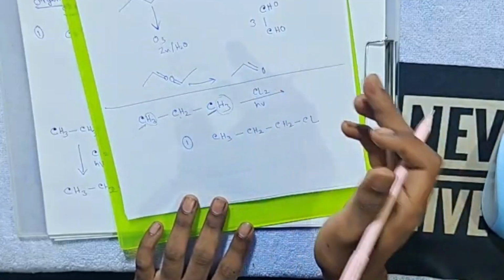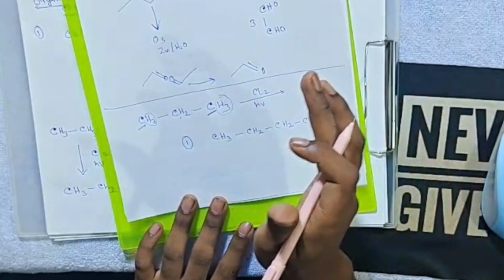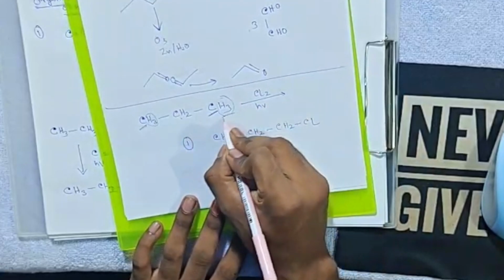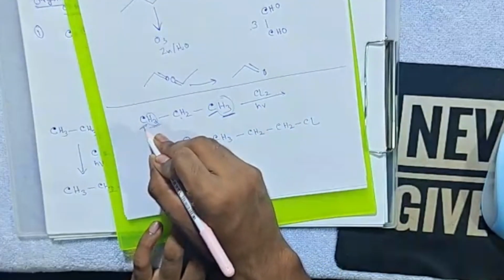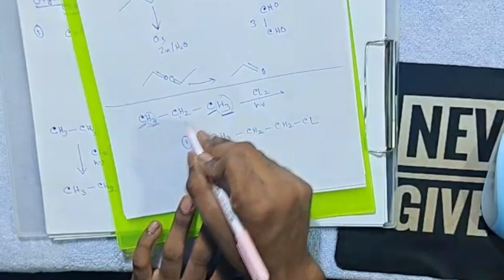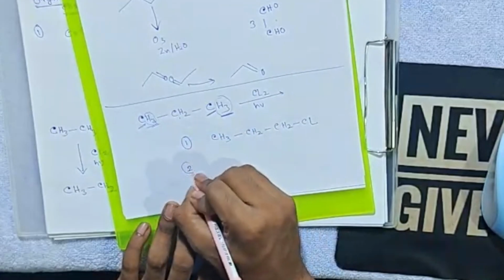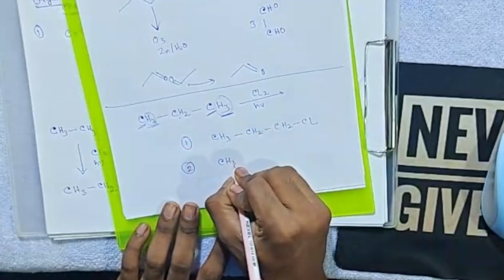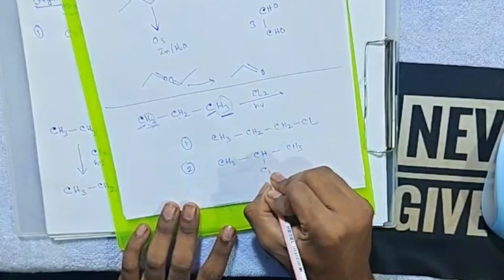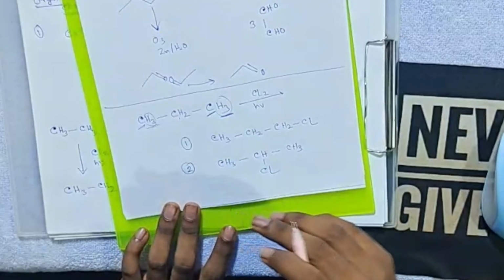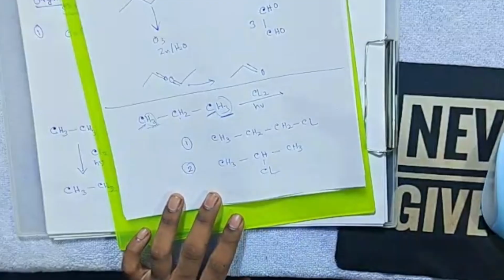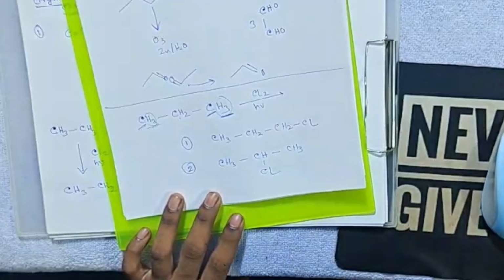Because how many types of hydrogen are there, that many types of product will form. Here you can see two types of hydrogen: the CH3 hydrogens are both attached to first degree carbon, and this CH2 is attached to a second degree carbon. So another product will form, that is CH3 CHCl CH3. I hope you understand. Like that, you have to see how many different types of carbon and hydrogen are there, and replace each one of them.